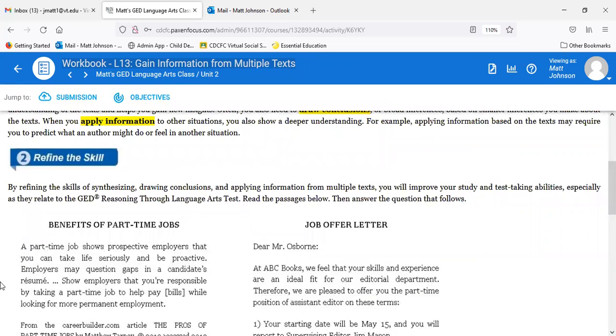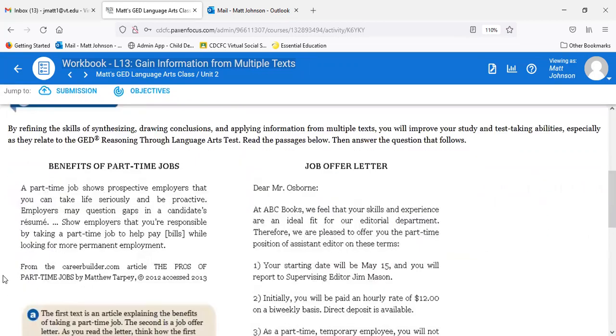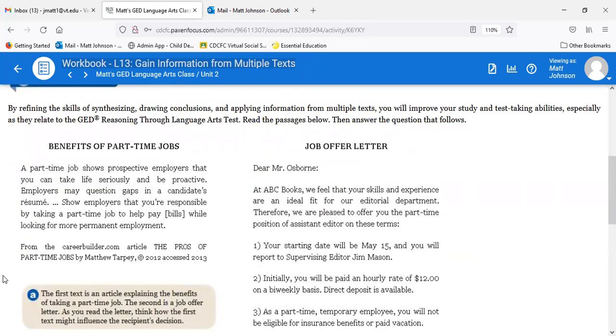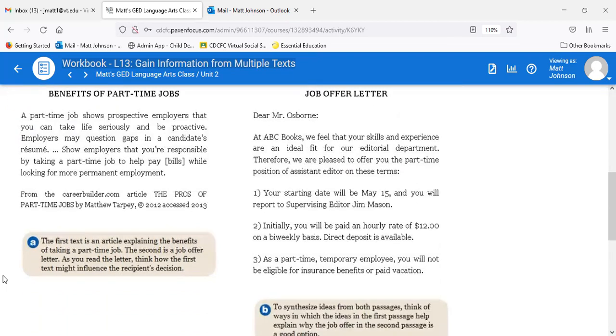So benefits of part-time jobs, the first passage. A part-time job shows prospective employers that you can take life seriously and be proactive. Employers may question gaps in a candidate's resume. Show employers that you're responsible by taking a part-time job to help pay bills while looking for permanent employment. That's from careerbuilder.com article, The Pros of Part-Time Jobs, Matthew Tarpey, 2012, accessed 2013.